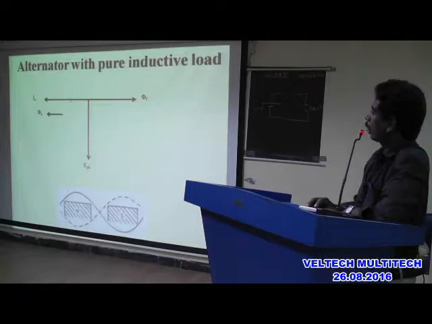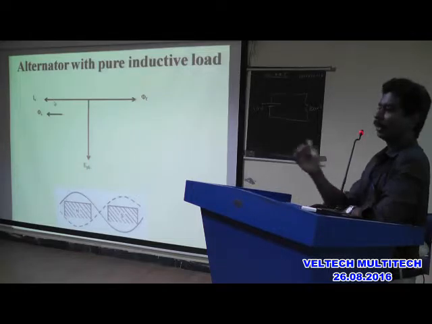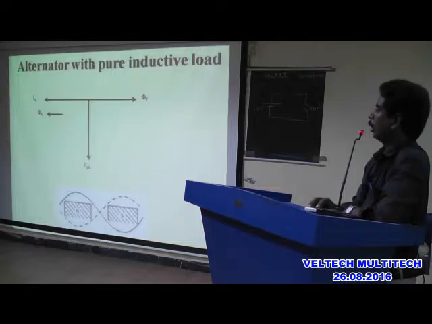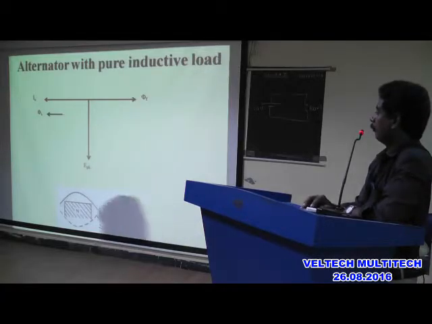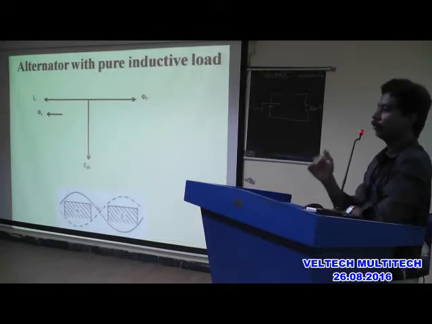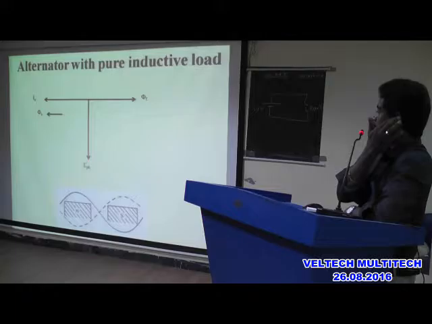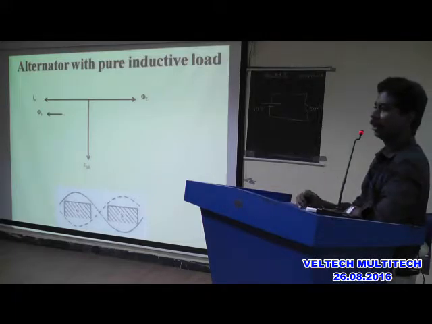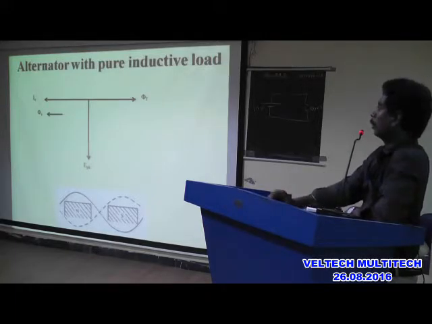So because of IA, the phi A will increase. Normally the current and flux are in phase, and the voltage is 90 degrees out from the flux. Now what is the angle between phi A and phi F? Phi A and phi F are 180 degrees out of phase. That means in the waveform you can draw it like this. This is the main flux, and the dotted line gives the armature flux. That means the armature flux always opposes the main flux. That effect is called the demagnetizing effect, in the case of a pure inductive load.